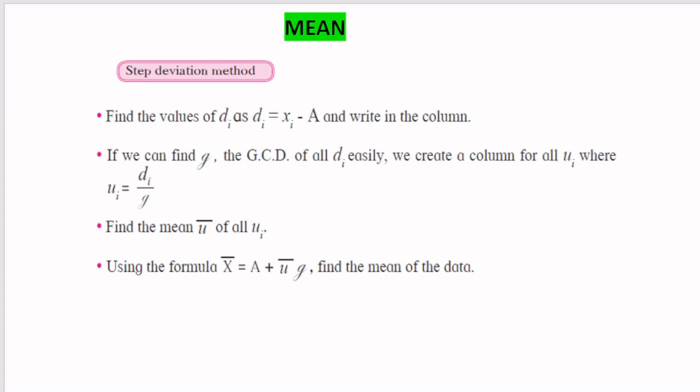Perfect. Now in this case, as usual, we have to find di, which we have done in the previous case of assumed mean. di is nothing but xi minus a, and there is one addition in this. You need to find ui. What is ui? di divided by g. And what is g? g is the greatest common divisor of the di values.